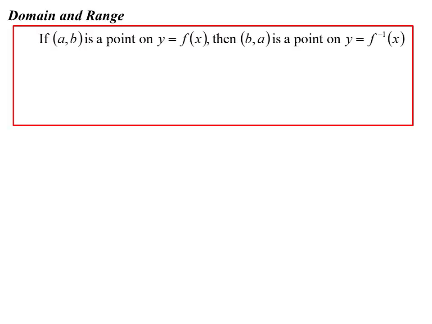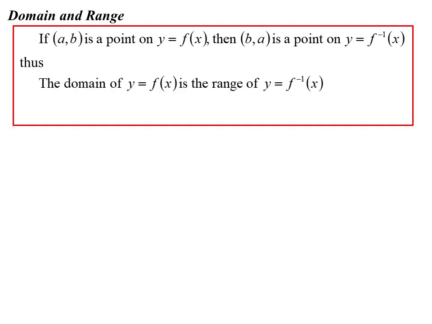So domain and range, we talked a bit about that yesterday. If (a, b) is a point on the function, then (b, a) must be a point on the inverse function. The x and the y's are basically swapping around. That means, as we said, the domain becomes the range and the range becomes the domain.